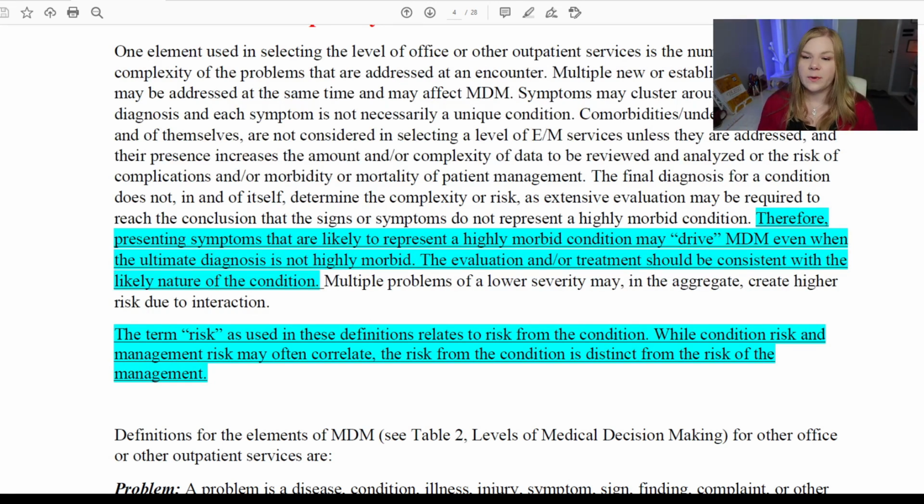And then it talks about the term risk and that this is used in these definitions as it relates to the condition. When condition risk and management risk may often correlate, the risk from the condition is distinct from the risk of the management. So what this is saying is typically if you have a highly morbid condition, that management is going to be high as well, but sometimes there might be a more elaborate management for a condition that maybe is not so severe or vice versa.